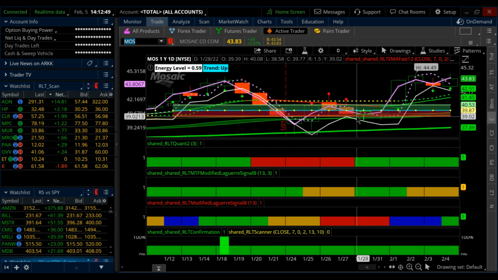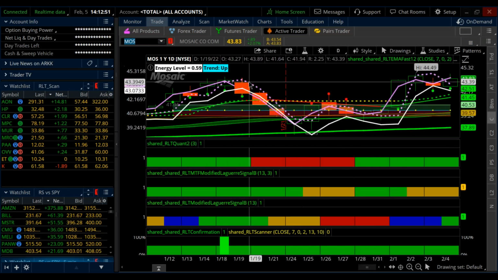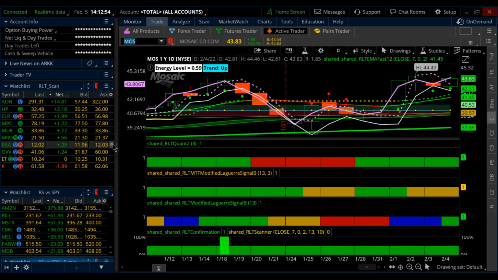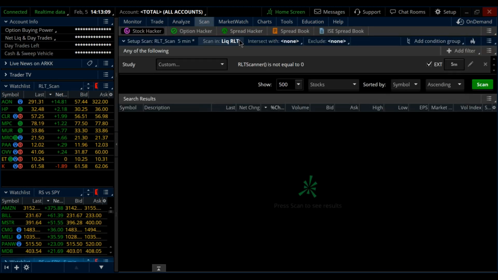All right. If people want to learn about the scanner, this is the compass system right here, and these are the scans over here on the watch list. The way you do a scan is you have a watch list. This is using mine. Go to scan right here. It says liquid RLT. That's my watch list, about 750 stocks. This is the scan setup we're using.